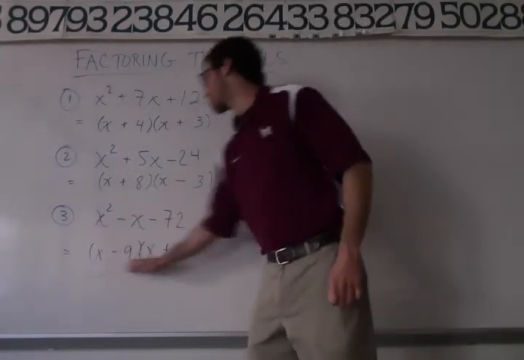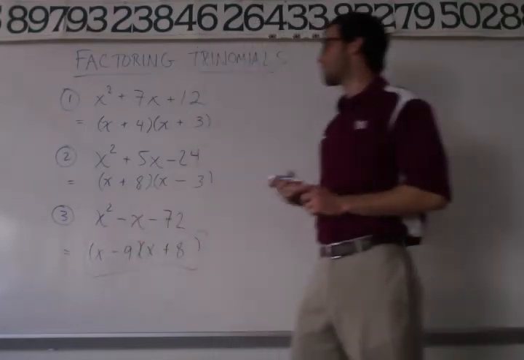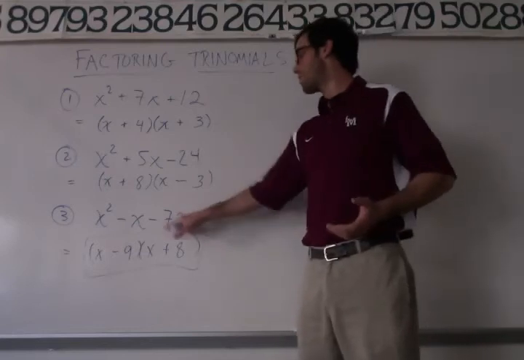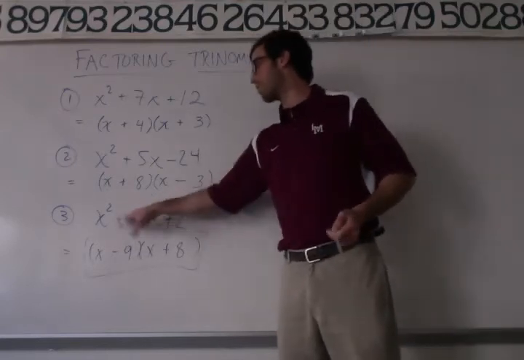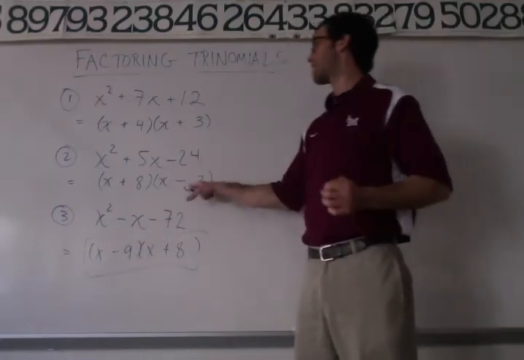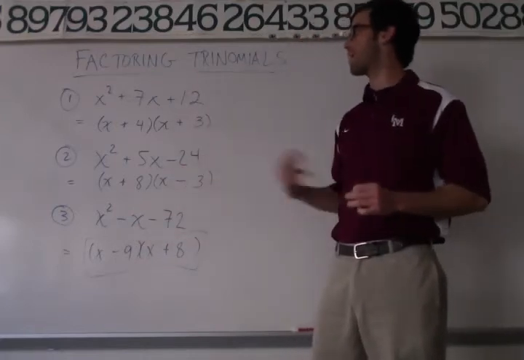So these are all your answers. This is how you do this when you have a 1 in front. Really, you just find two numbers that multiply to this and that also add to the middle coefficient. So -9 and 8, +8 and -3, +4 and +3, and so on and so forth.